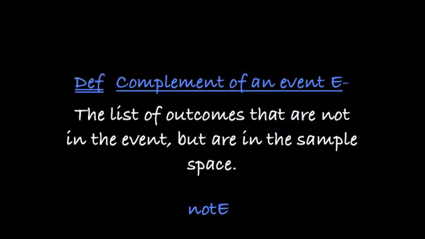Definition of the complement of an event. That is the list of outcomes that are not in the event but are still in the sample space. Things that are not in E but are in S, and the notation that's used to describe this list is not E.